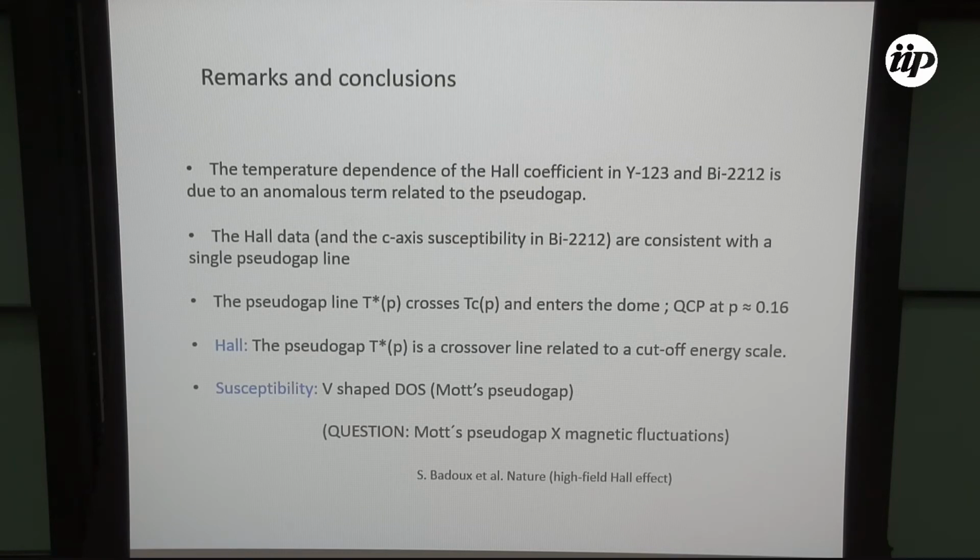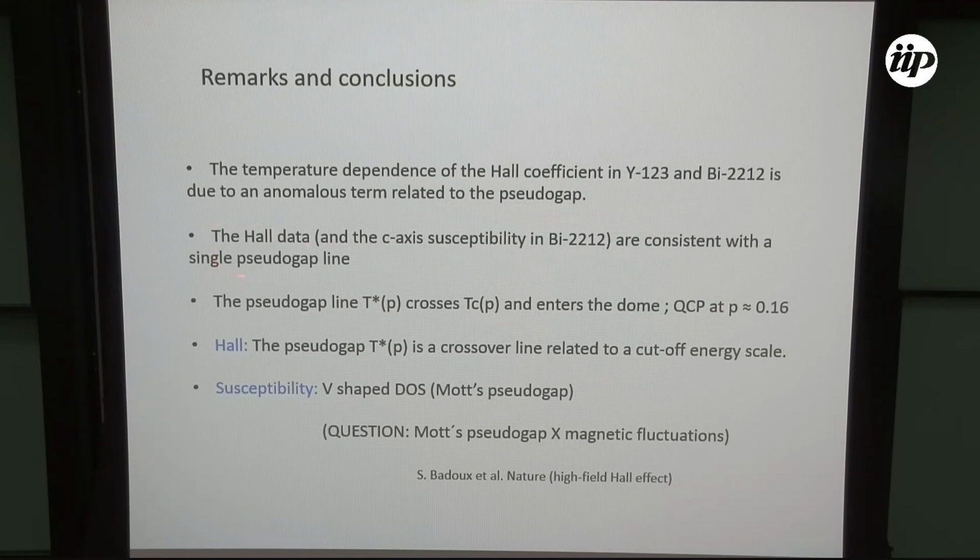Well, I'm coming to the end. I still have some time, but I'm already concluding. I would say that our results are saying that the temperature dependence of the Hall coefficient in those systems, IBCO and BISCO, is due to an anomalous term which is somehow related with the pseudogap. It means that the temperature dependence of the Hall coefficient in the cuprate superconductor is strongly due to this phenomenon of the pseudogap.